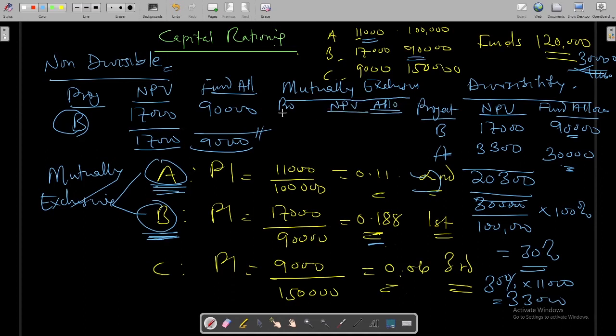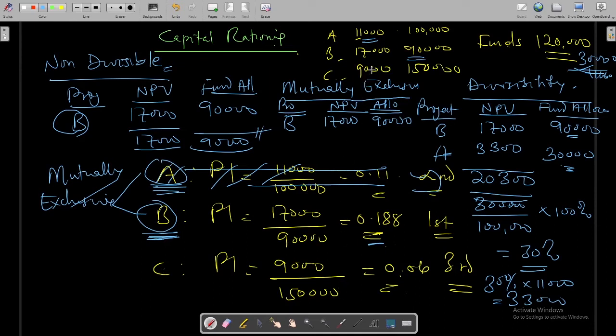Now, the best of the two is B. So we are going to undertake B. So since we have selected B, A is automatically out. So we are going to have 17,000 and 90,000. Then the next thing that we have to consider is C, because A is automatically out.